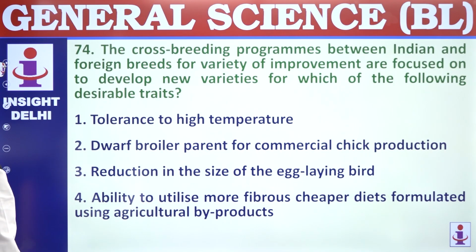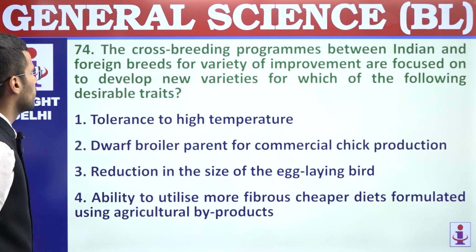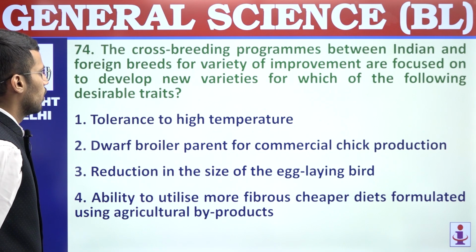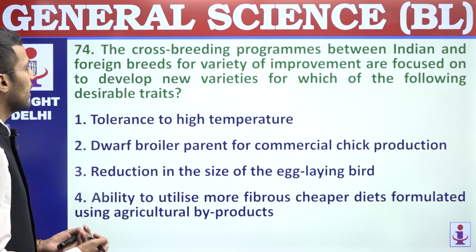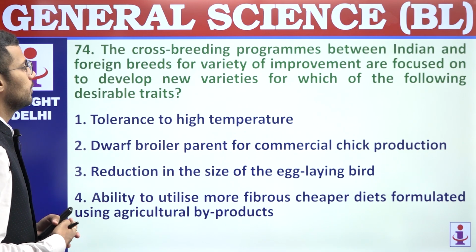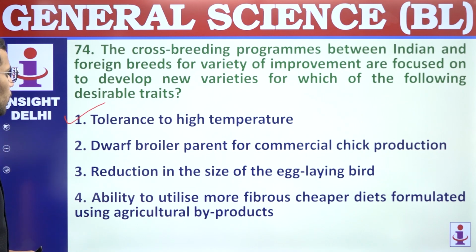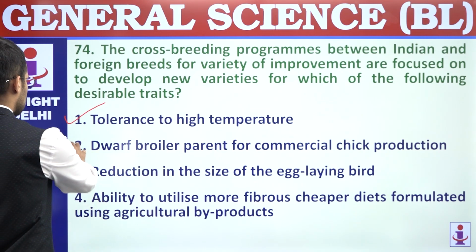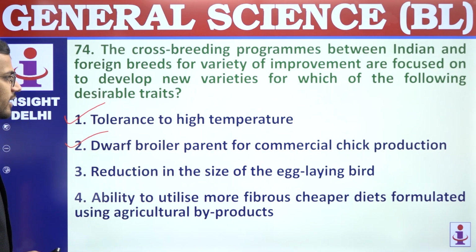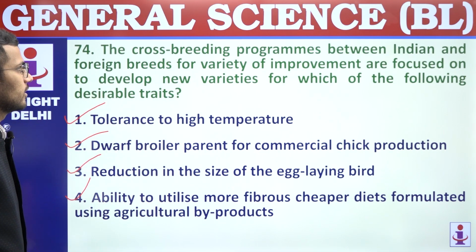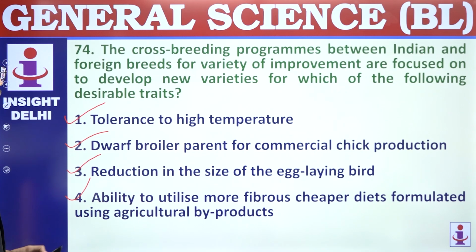Next, 74. The cross-breeding programs between Indian and foreign breeds for variety improvement are focused on developing new varieties for which of the following desirable traits? So why is crossing of Indian breeds and foreign breeds carried out? First, to increase tolerance to high temperature, yes. Dwarf broiler parents for commercial chick production, yes. Third, reduction in the size of egg-laying bird, correct statement. Fourth, ability to utilize more fibrous, cheaper diet formulated using agricultural byproducts, right? So all these four statements are correct as objectives of cross-breeding programs.